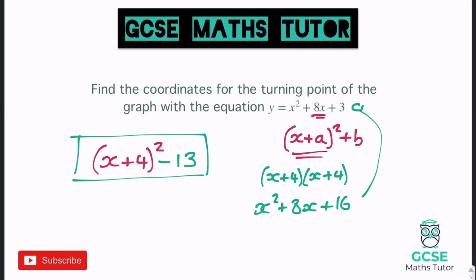And our coordinates for the turning point are written within this. So the x coordinate is in the bracket there, just like when you're solving, you flip the sign. So the x coordinate is -4 instead of +4. And the y coordinate here is just this number at the end. No flipping of the sign, just writing whatever's there, so -13. There you go, so the coordinate of our turning point is -4 and -13 for the y coordinate. And that's completing the square.